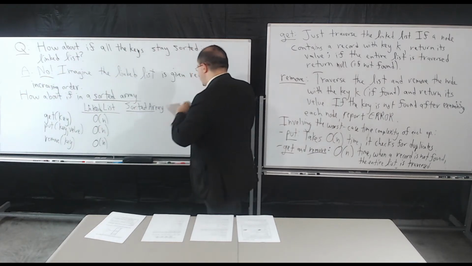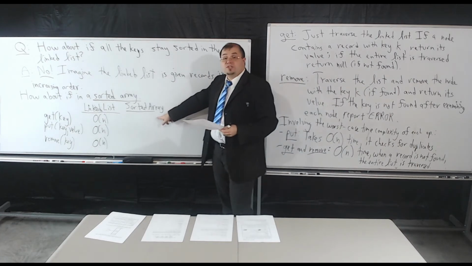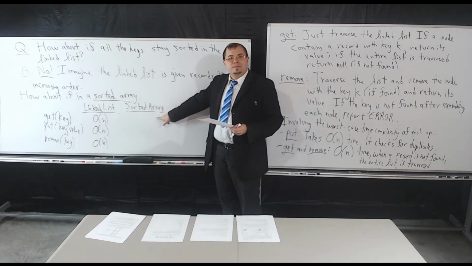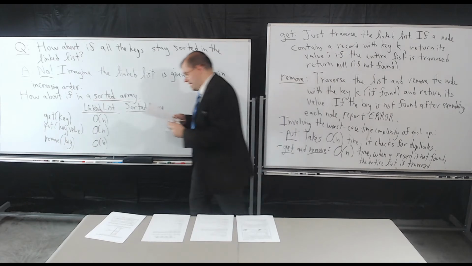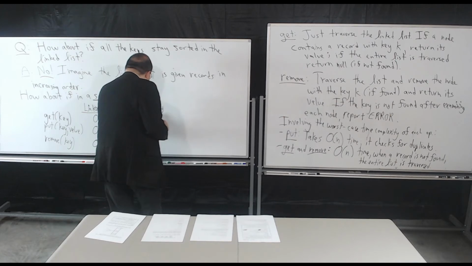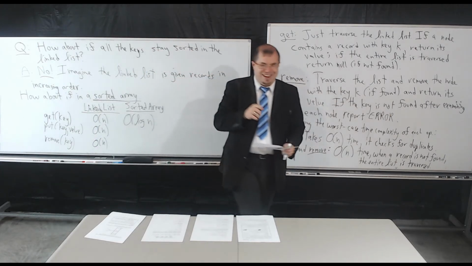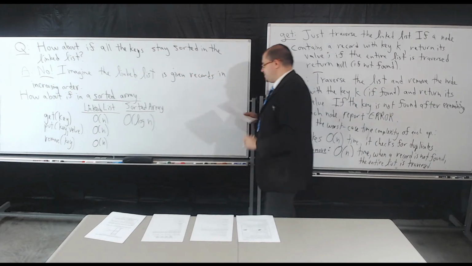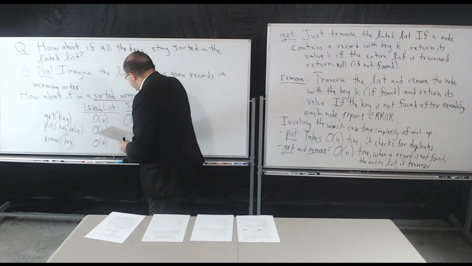Okay, how about the sorted array? Get. What can you do with a sorted array with the get operation? I could use binary search, right? So I can take big O of log n, which is much better, right? Much better. Okay, how about put?